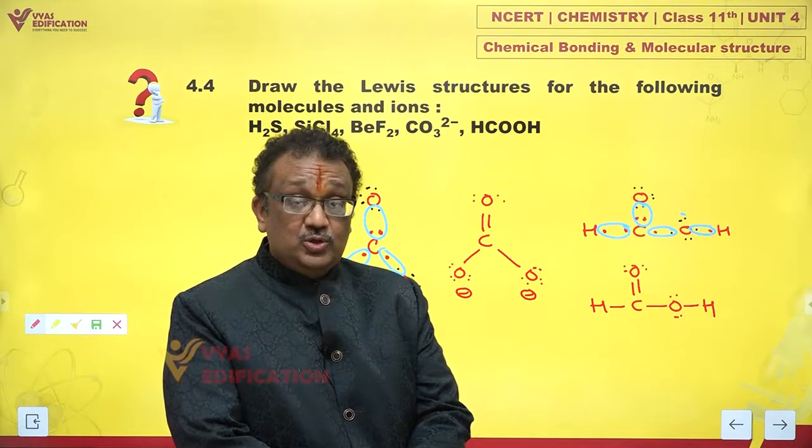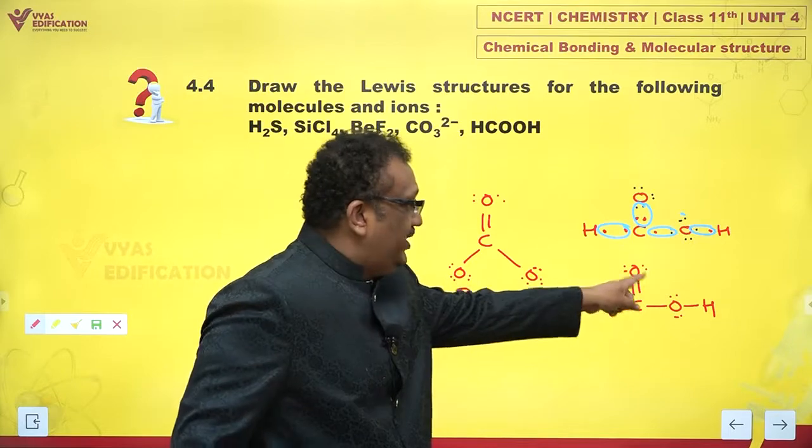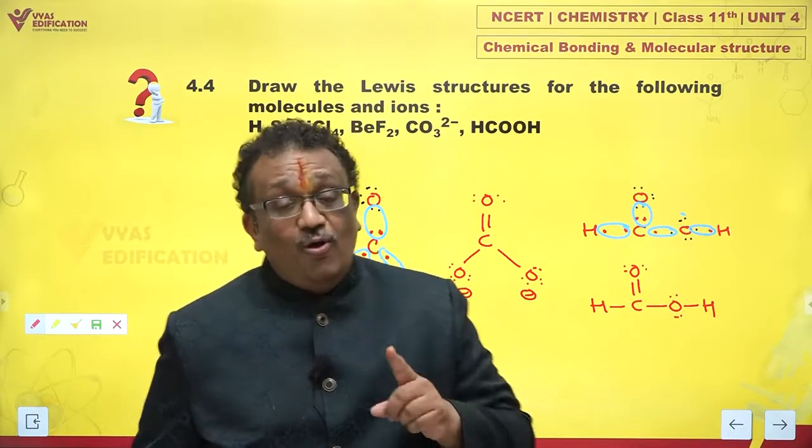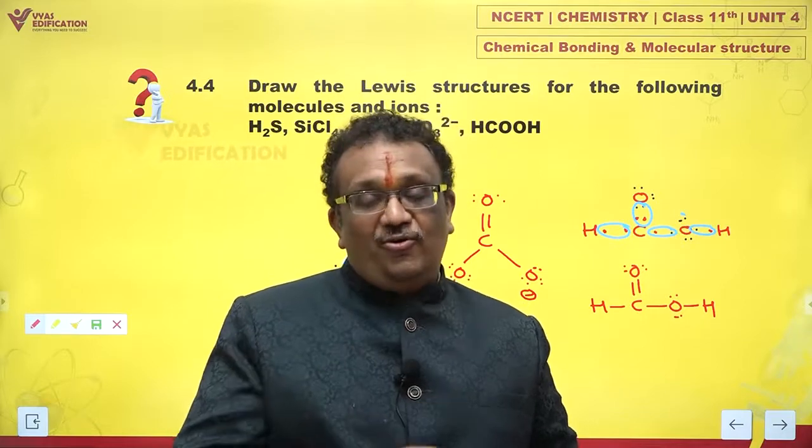Please remember, in Lewis dot structures, if you don't write down the lone pairs properly, those structures are wrong. So you have to accurately write down each dot as each electron properly.